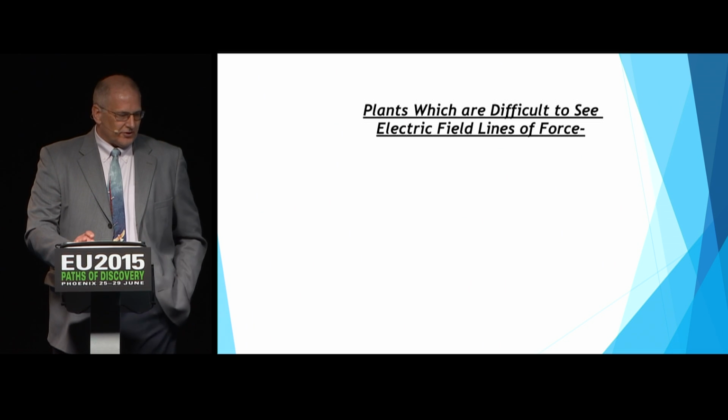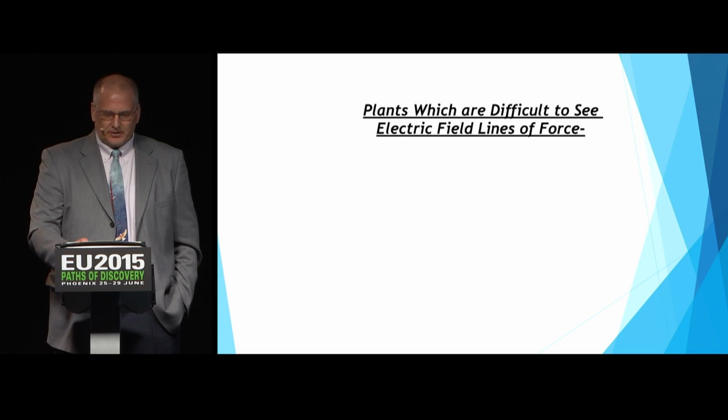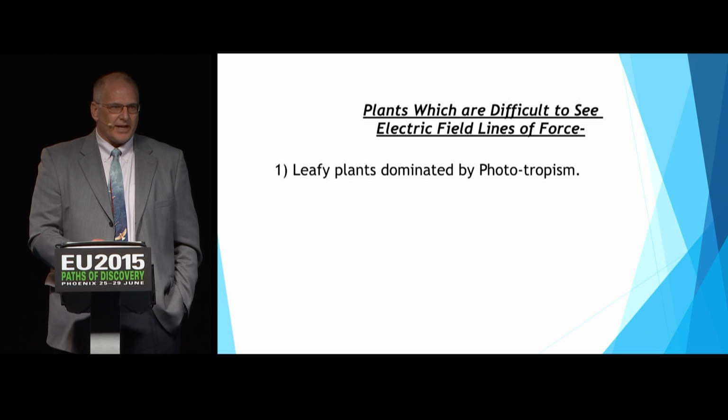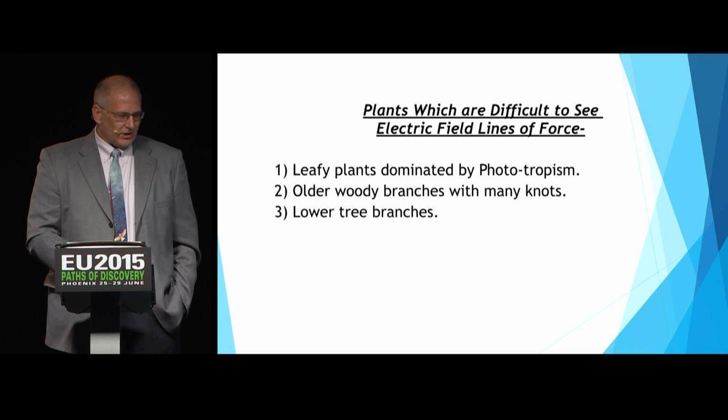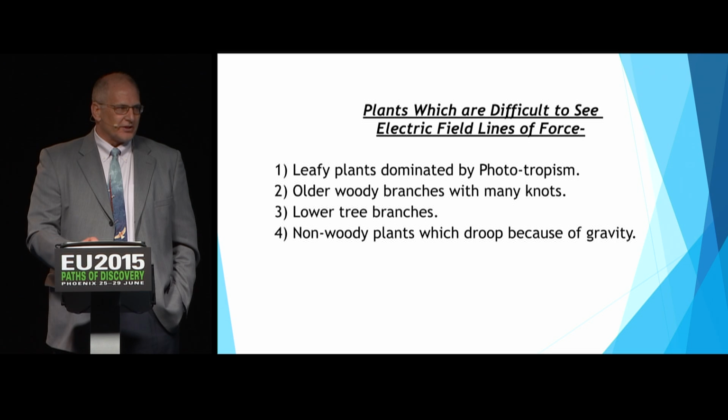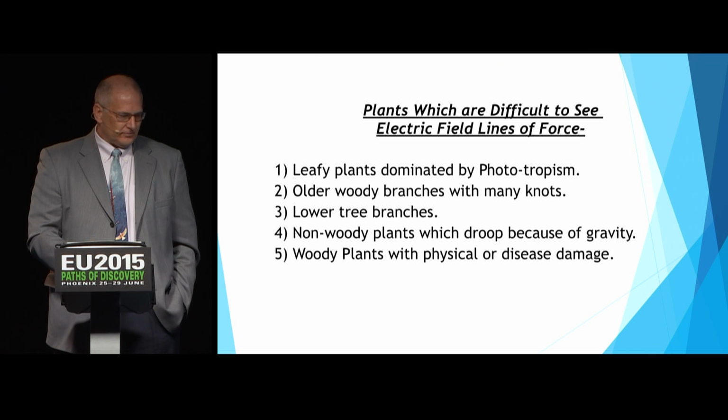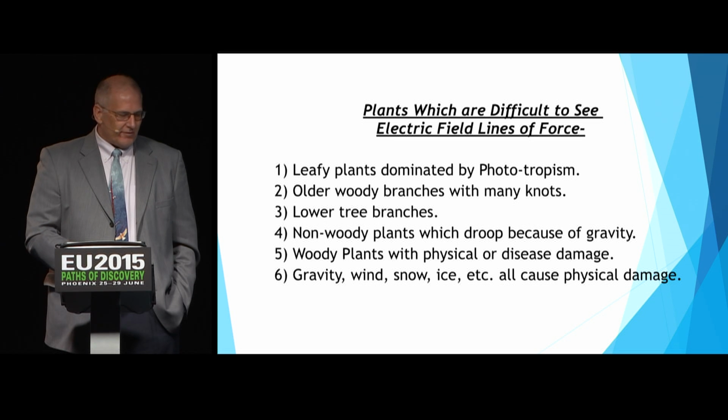Plants in which it's difficult to see electric field lines of force: leafy plants dominated by phototropism, older woody plants with many knots, lower tree branches, non-woody plants which droop because of gravity, and woody plants with physical or disease damage. Gravity, wind, snow, ice, etc., all cause physical damage.